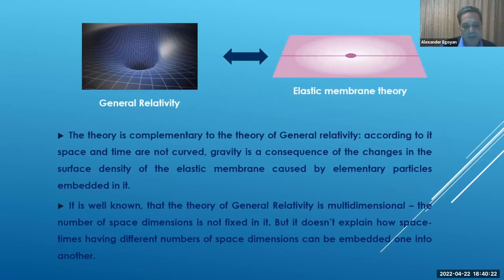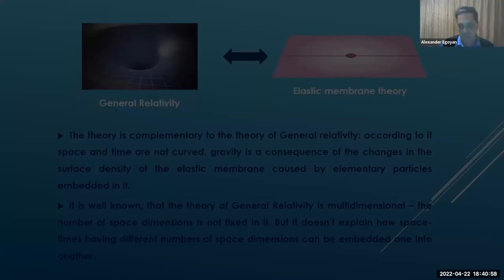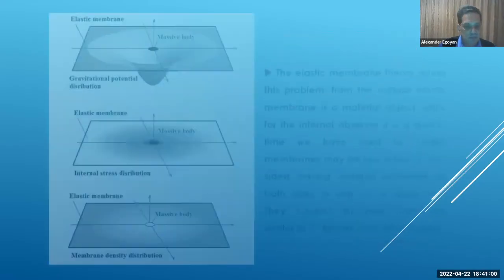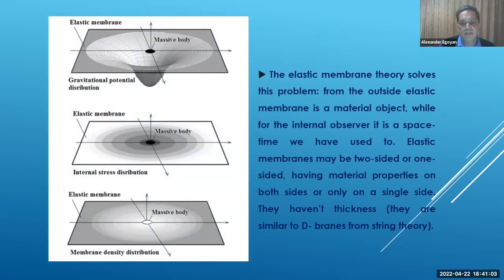The theory is complementary to the theory of general relativity, according to which space and time are not curved. Gravity is a consequence of the changes in the surface density of the elastic membrane caused by elementary particles embedded in it. It is well known that the theory of general relativity is multidimensional. The number of space dimensions is not fixed in it, but it does not explain how space times having different numbers of space dimensions can be embedded one into another. The elastic membrane theory solves this problem.